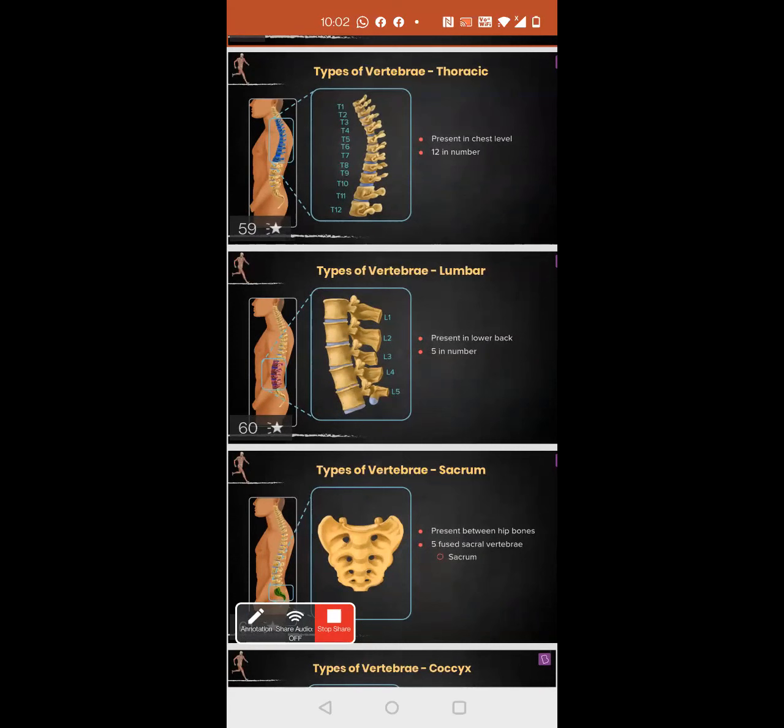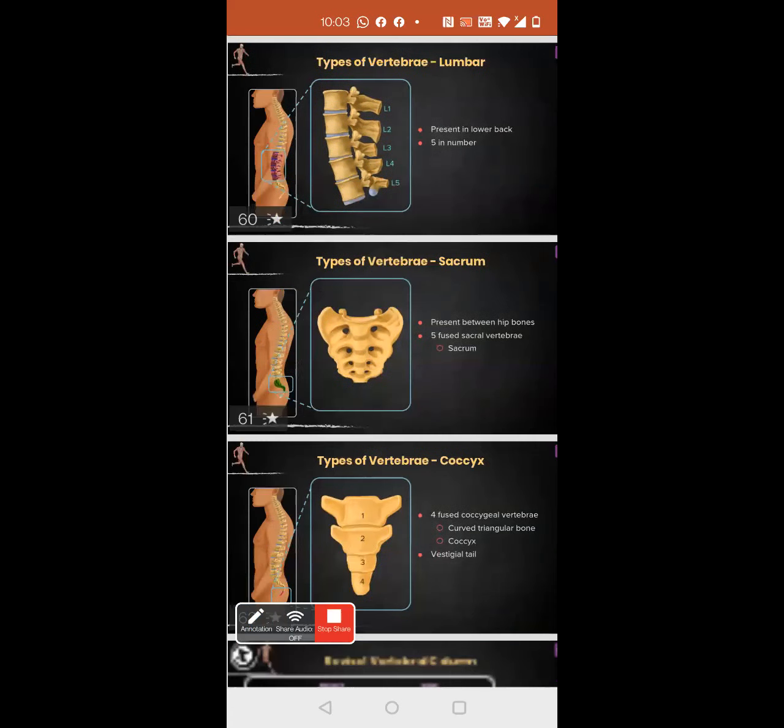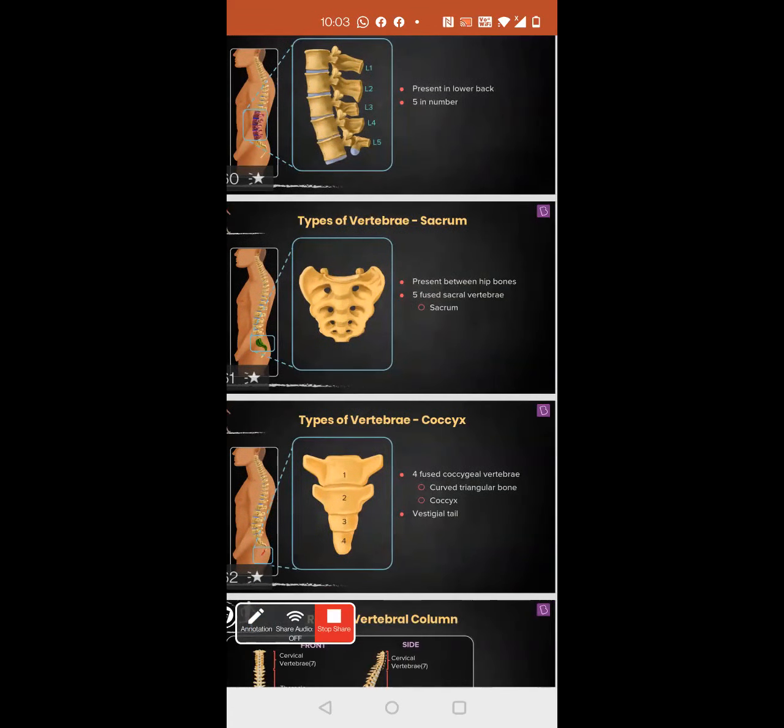When you're writing it, you will write that 5 within a bracket. When I write it within a bracket like this, it means they are fused. So it will be 5 in a bracket, and then you will write S on top. That is basically fused. That's about sacrum. And then coccyx is again 4 bones which are fused together. So 4 in a bracket with a C on top.